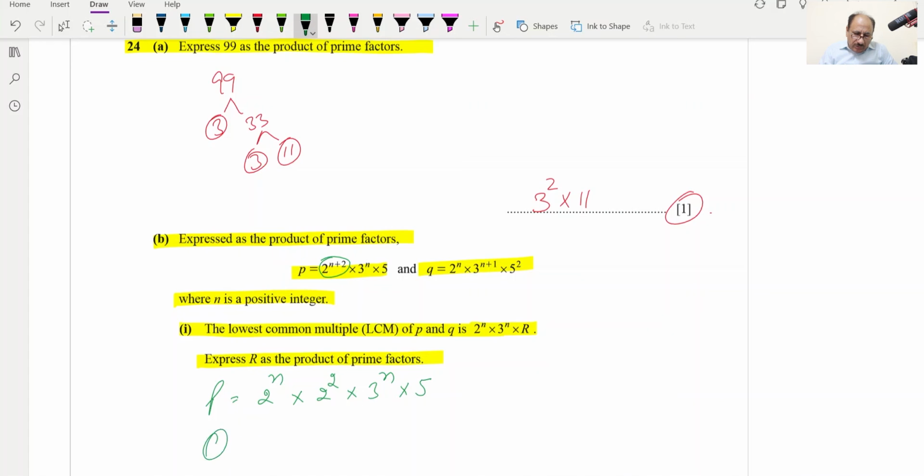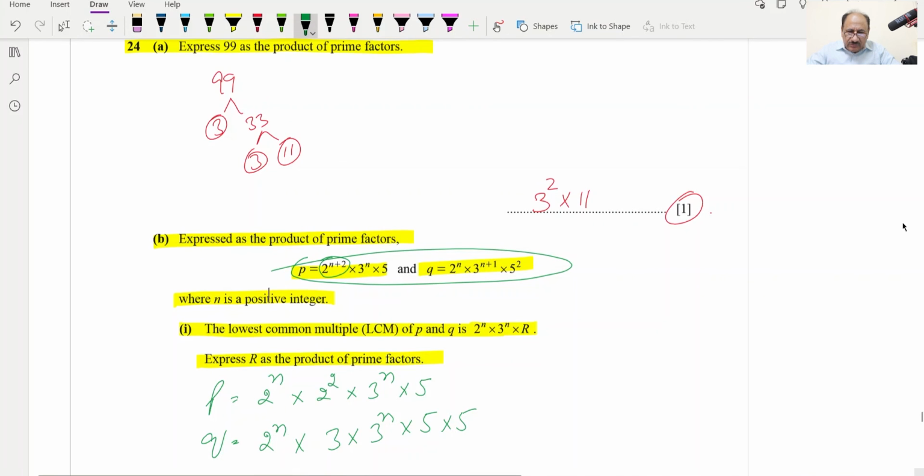Now q we can write, it's basically small q, so this is 2 raised to the power n as it is, into 3 raised to the power n plus 1, I'm writing 3 into 3 raised to the power n, and 5 squared, I'm writing 5 into 5. Now these are basically the given things which we have rewritten in this shape.